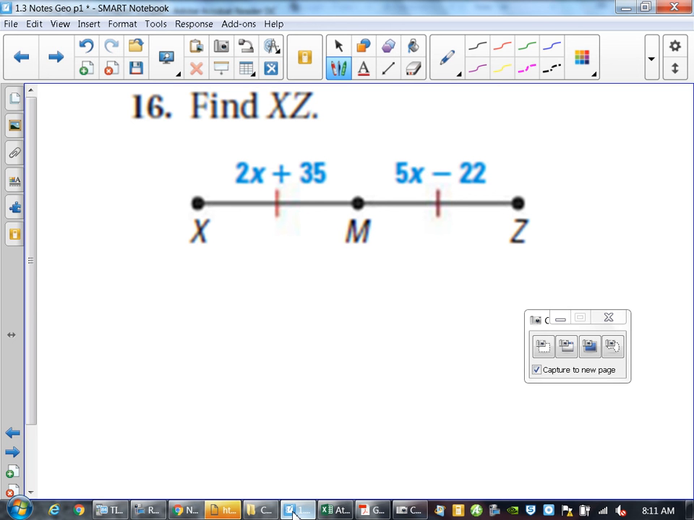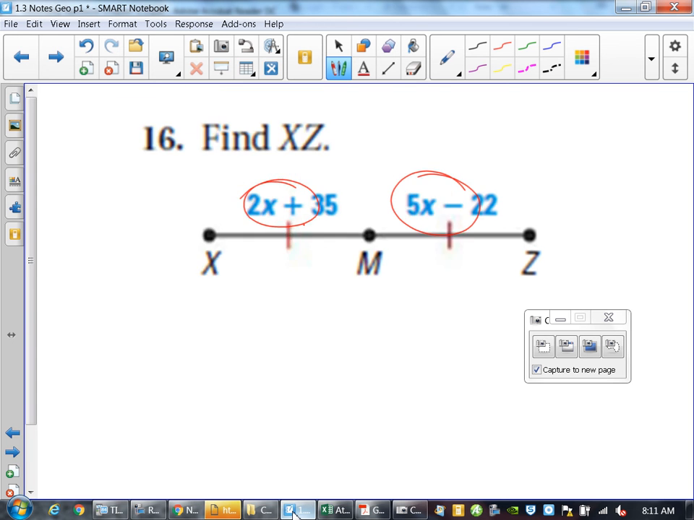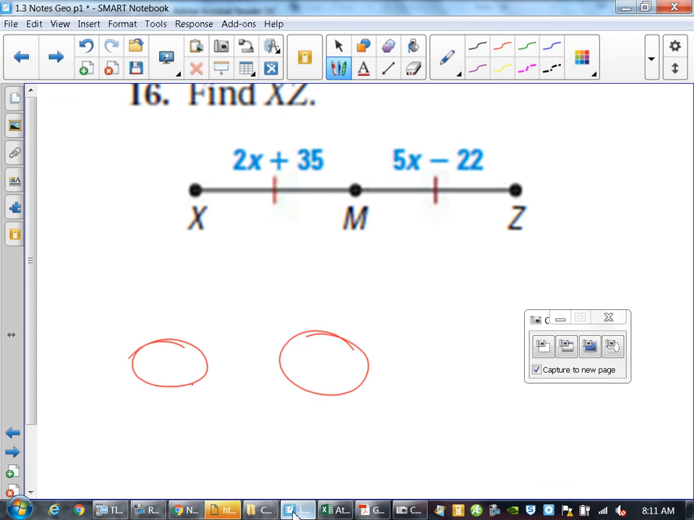Good. So if those guys wind up being the same, and that's going to be the midpoint, how do you set that up algebraically then to solve for x? Are we adding them? Great, yeah. Tick marks here mean that these guys are equal. These two segments are equal.